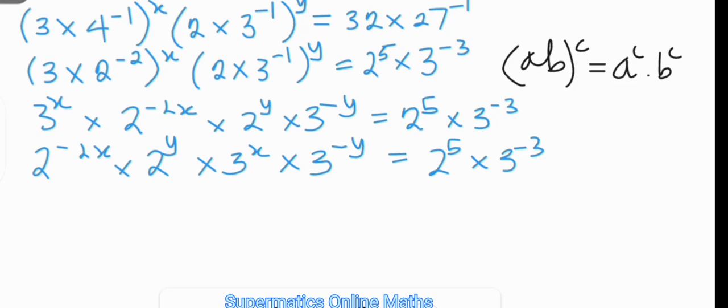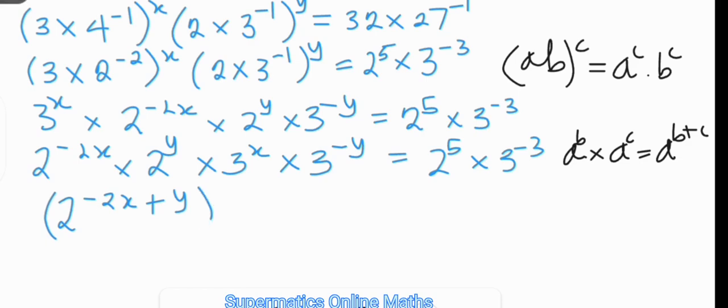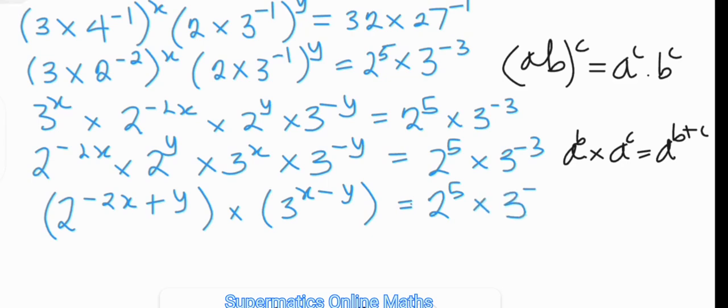Now that we have grouped the common bases together, recall that when we have a to the power of b times a to the power of c, this can be combined together with the sum of the exponents as a to the power of b plus c. So we combine the bases where this is 2 to the power of (negative 2x plus y). I'll put that in parentheses. Then times 3 to the power of (x minus y). And this is 2 to the power of 5 times 3 to the power of negative 3.